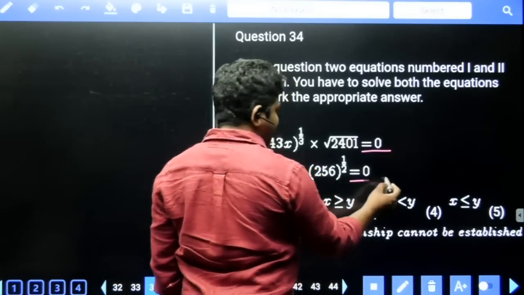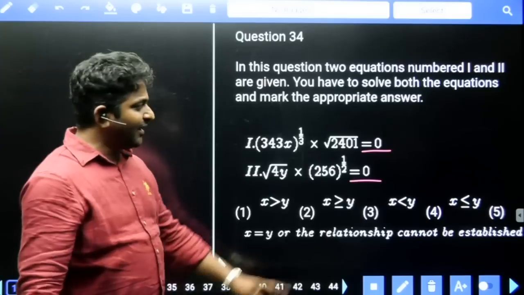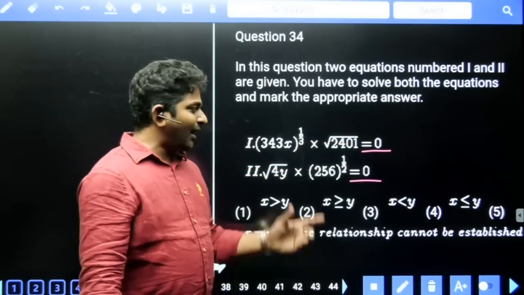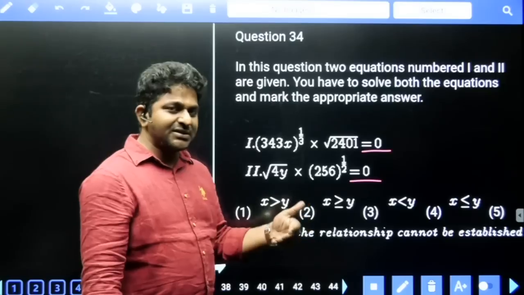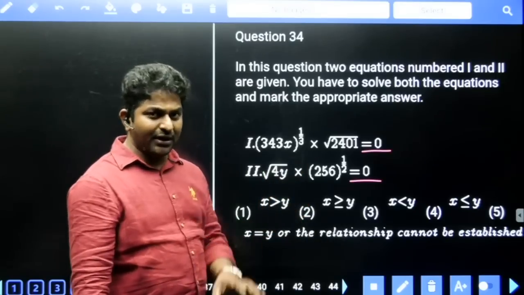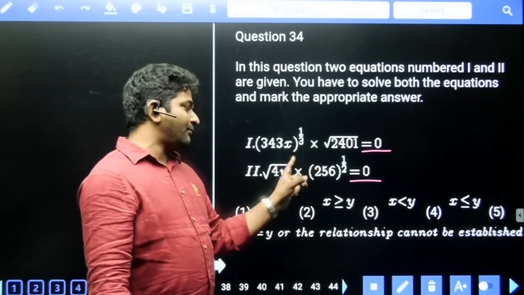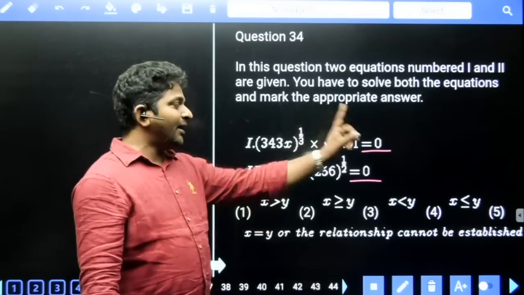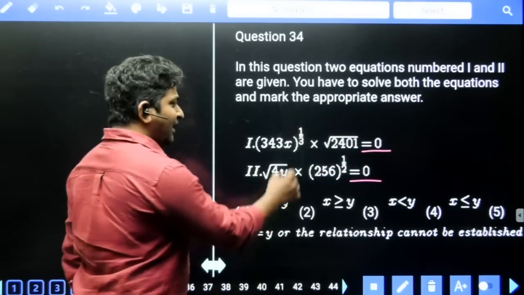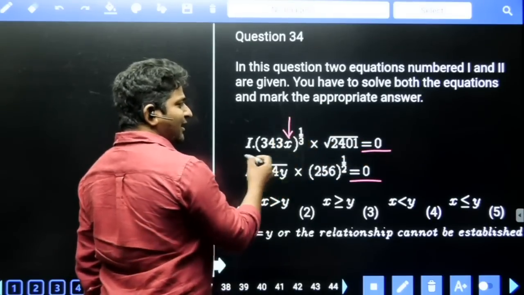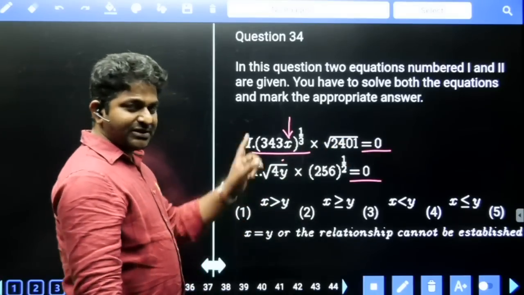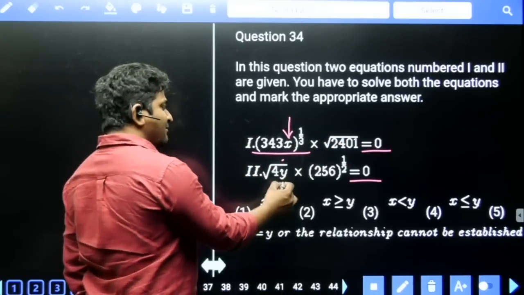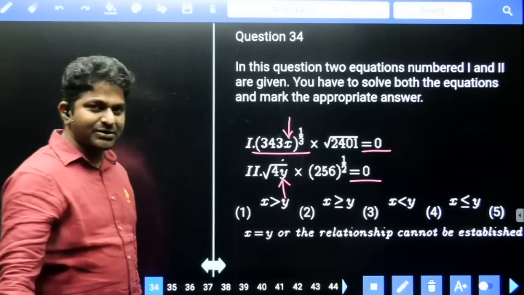Right? So basically this is a free question, I can say. Right hand side you have 0 and left hand side you have only multiplication. If there are any additions and subtractions, then you really need to worry about your simplification. But when multiplication is involved and right hand side is 0, x value should be equal to 0, then only this value becomes 0, 0 into something becomes 0. So x value should be equal to 0, and the same logic even works for y also.